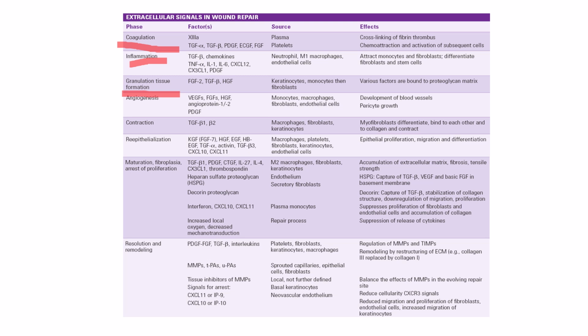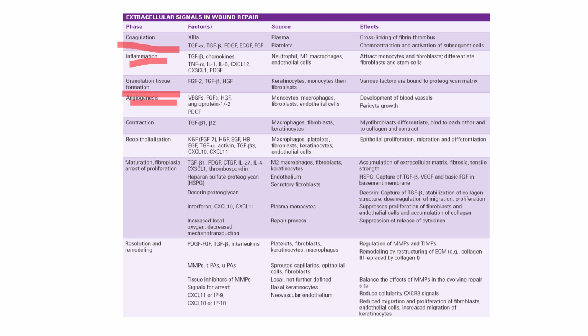Then there is angiogenesis, that means new blood vessel formation, and the required factors are VEGF, FGF, hepatocyte growth factor, angiopoietin 1, 2, and PDGF. The sources for these factors are monocyte, macrophage, fibroblast, and endothelial cell, and the effect on blood vessel growth and also on pericyte to stabilize the new blood vessel formation.